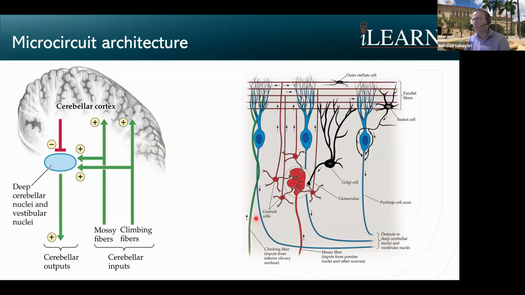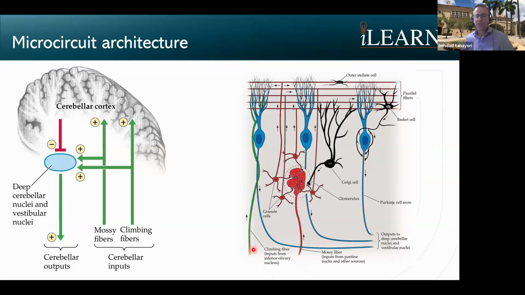This is the exact or the actual microcircuitry. So if you take a look, you would see we have the mossy fibers and the climbing fibers. These are the inputs to the cerebellum. And don't bother yourself right now with the definitions and the names. These are just the inputs. But as you can see, they enter the cerebellum.